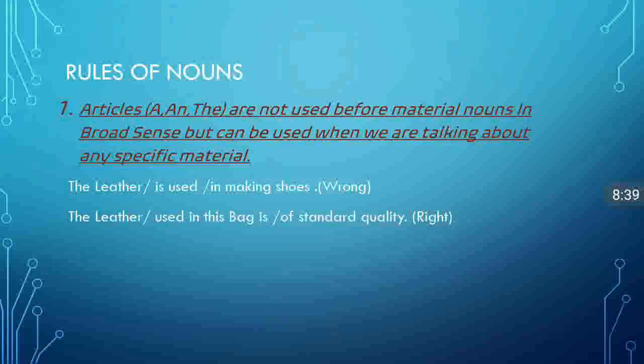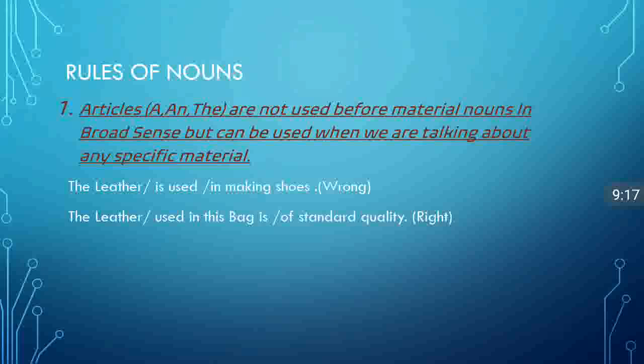If you see the first example, the leather is used in making shoes. This is wrong. The leather is used in making shoes, इसका मतलब है कि लेदर से जूते बनाए जाते हैं. Now this word shoes, we are talking about a broad sense. We are including all the shoes right here. We are not specifying any particular shoe. We are not saying this shoe is made from leather, this pair of shoes is made from leather. No, we are taking into account all the shoes. So we are talking about the broad sense.